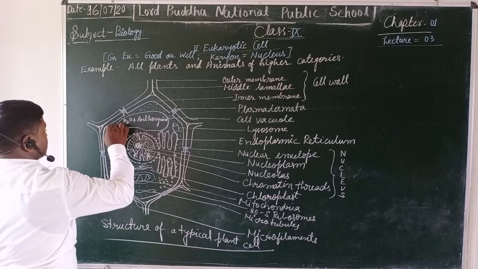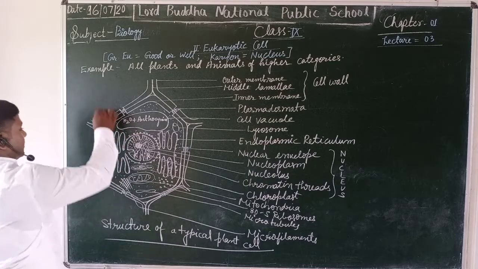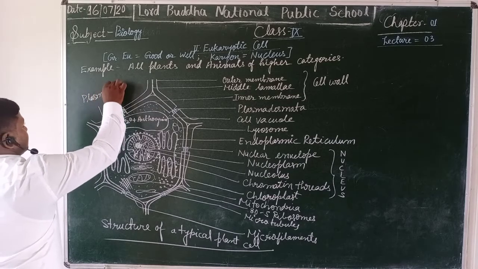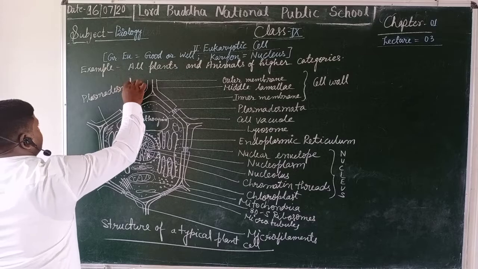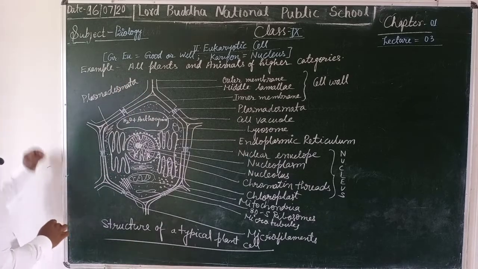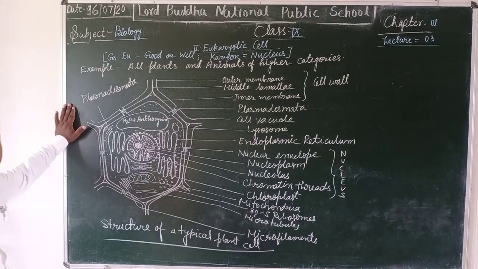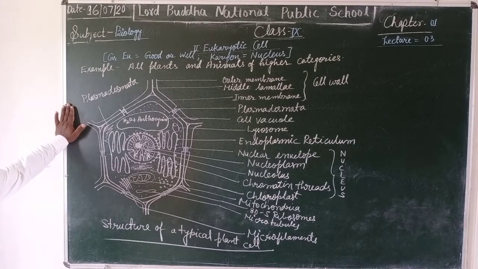Another structure is also present in the plant cell, that is called plasmodesmata. What? Plasmodesmata. And in the animal cell, this structure is known as the traffic police of the cell, the Golgi body.